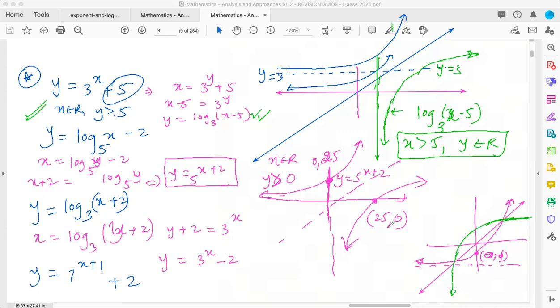What is interesting is that the domain is x belongs to real numbers for the exponential function, and the range is y more than minus 2. And for the original log function, the domain is x more than minus 2, and the range is y belongs to real numbers. So this is how they are related. Now you can try the third question on your own.